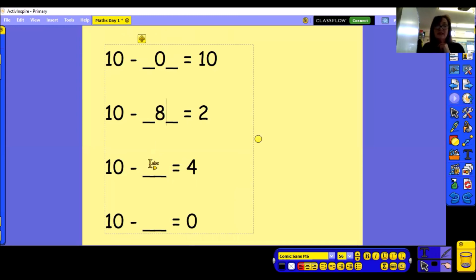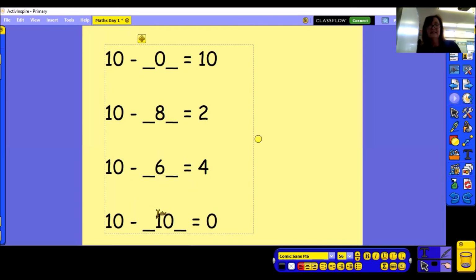What about this one? 10 take away something is 4. I can see we are counting backwards. Here we've gone 2, 4. So I wonder what's going to be the answer for this one. 10 take away something is 4. 10 take away 6 is 4. And this last one, 10 take away something is 0. Well, if 10 take away 0 is 10, 10 take away 10 is 0.